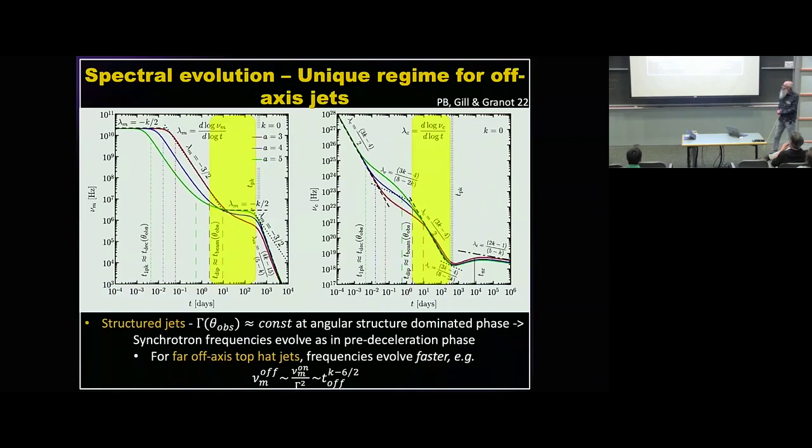We can also look at the evolution of spectral frequencies with time. So these will be different for an off-axis situation compared to an on-axis situation, and they're different between structured jets and far off-axis top hat jets. Structured jets, typically you get very flat evolution. Basically, you get the same time dependence as you get in an on-axis jet viewed pre-deceleration. And I leave it at that unless you ask me for more details. For off-axis jets, you get things that are very steep in terms of the evolution. The same analysis as we did for the flux can be applied here, and this is the result for nu-m.